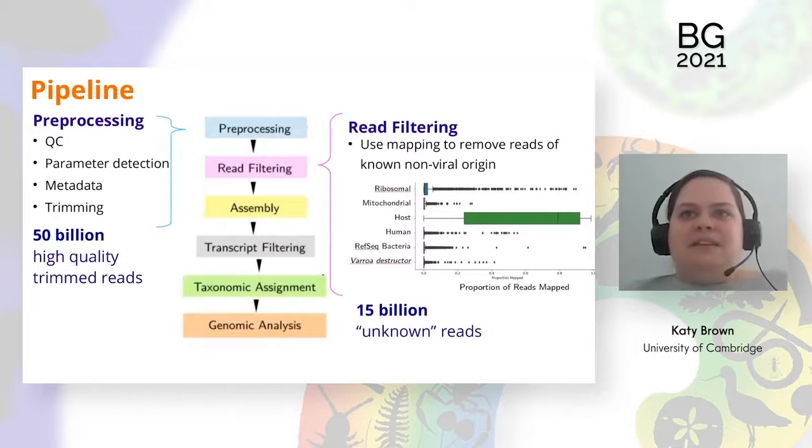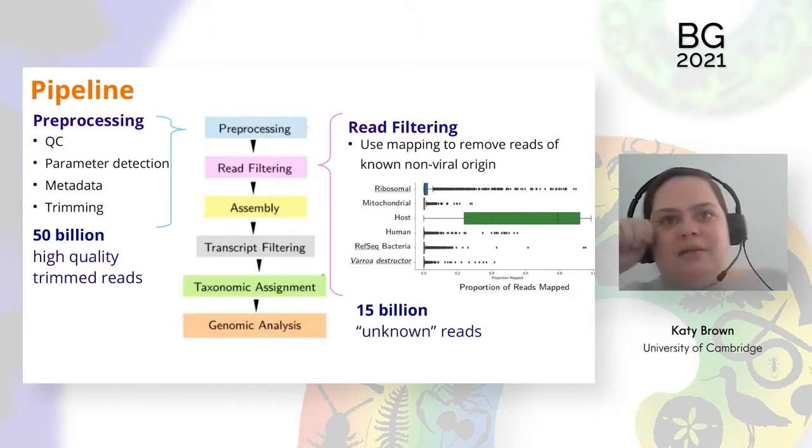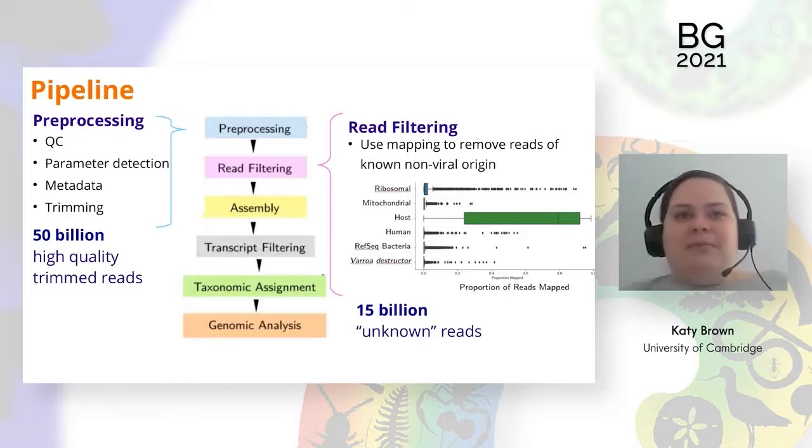So first, I pre-process the data, which involves downloading it and performing some quality control. And I end up after this step, from my 3,000 datasets, with 50 billion high quality trimmed reads. So this is a massive amount of data that I then have to work with. So the next thing I want to do is filter the reads.